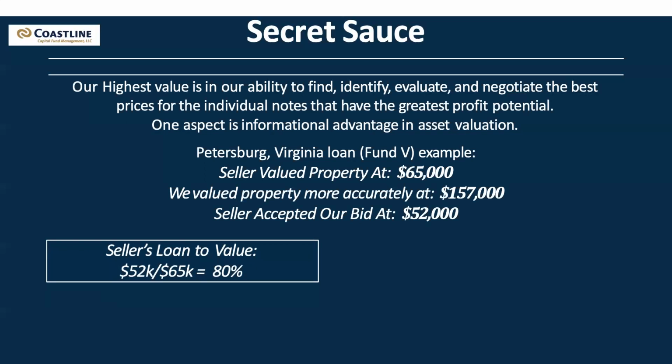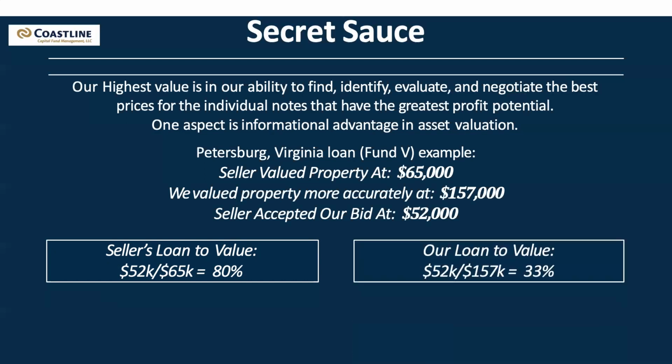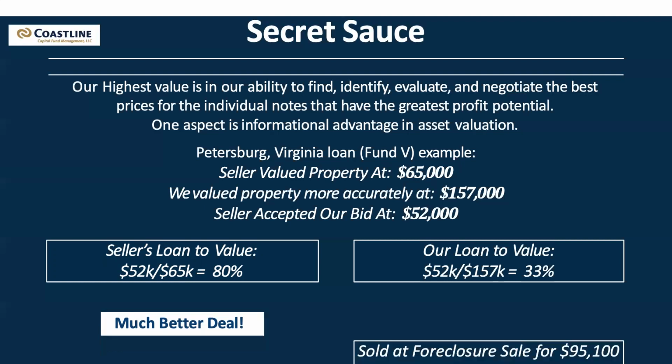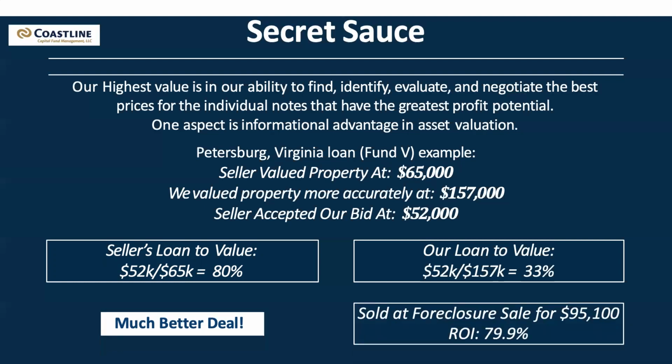The seller's loan to value was 80%. So he's thinking he's selling it and getting a great deal, because that's a good price to sell that loan. But our loan to value is actually 33%, because our value is much, much higher. That's a much better deal. On this loan, we ended up selling it at foreclosure sale for $95,000. ROI, return on investment, was almost 80%.